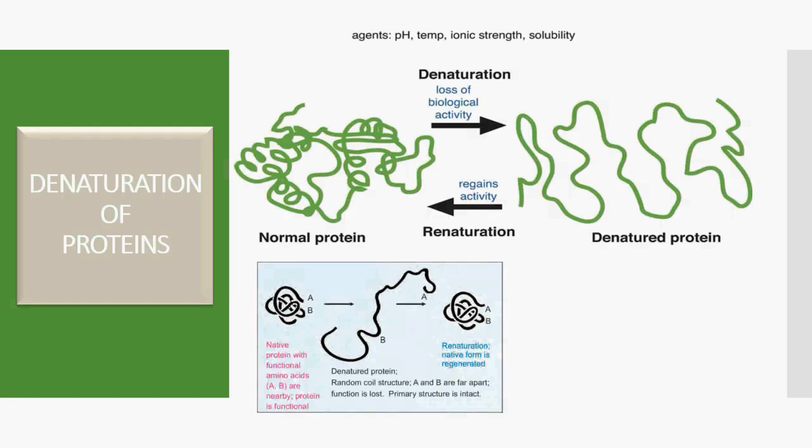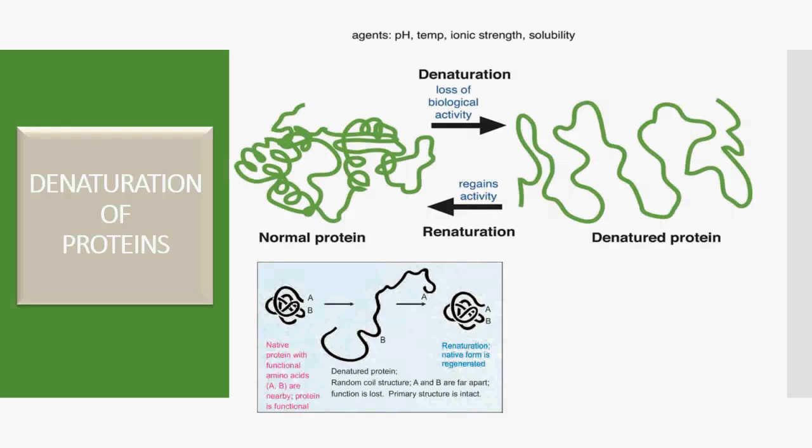Removal of any of these factors can take the protein back to its three-dimensional structure, and this process is known as denaturation. So the denaturation, by losing the biological activity due to any of these factors, and removal of the effector factor, it will take the protein back to its native state.